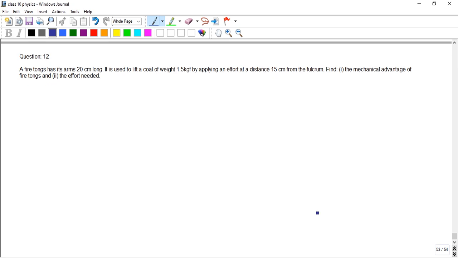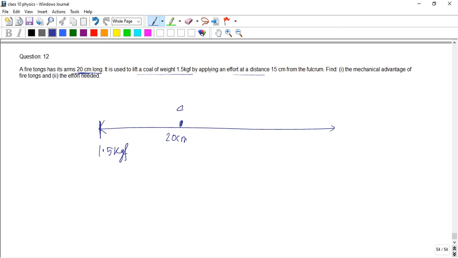Next, question number 12. A fire tongs has an arm length of 20 centimeter and is used to lift a coal of weight 1.5 kg by applying an effort at a distance of 15 centimeter from the fulcrum. The total length is 20 centimeter. The load is 1.5 kg, and here we apply the effort.